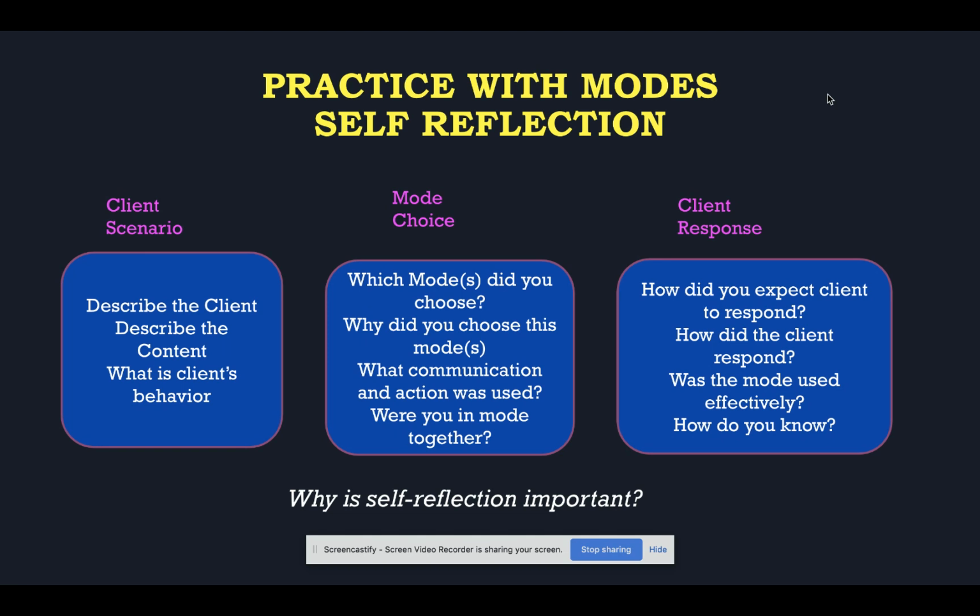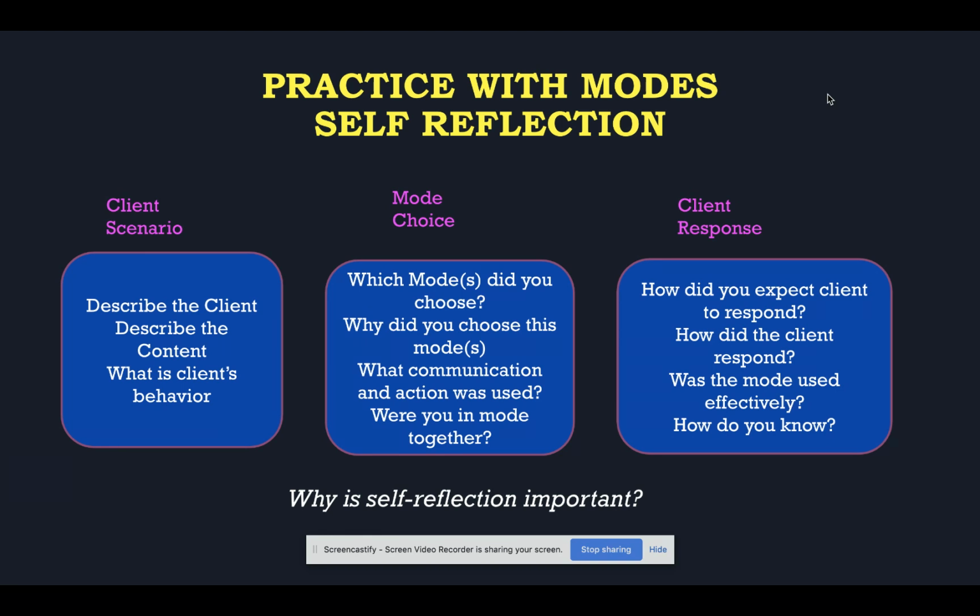Okay, so when we're practicing self-reflection within the modes, we're going to look at 3 different key components. We're going to be looking at the client scenario. This is where we describe the client, we describe the content, and we really identify what that client's behavior is. Then we have to figure out what mode choice we are going to use, thinking back on those 6 modes of practice: advocating, collaborating, empathizing, encouraging, instructing, and problem solving. Which mode are we going to use? Why did we choose those modes? And what communication and actions were used?